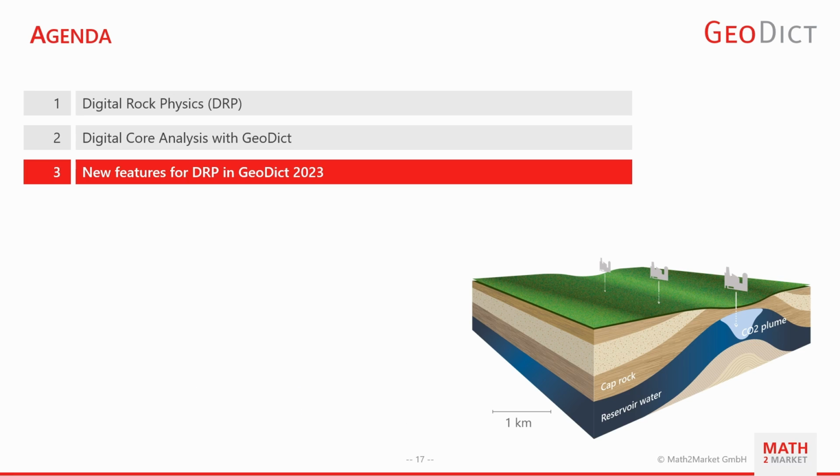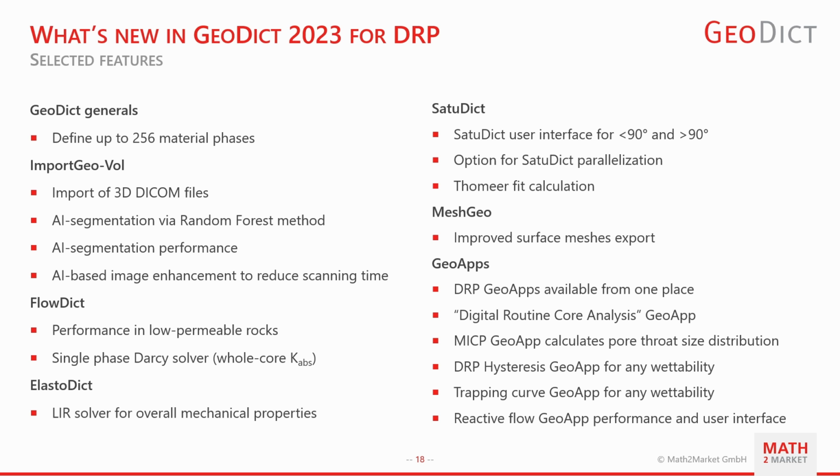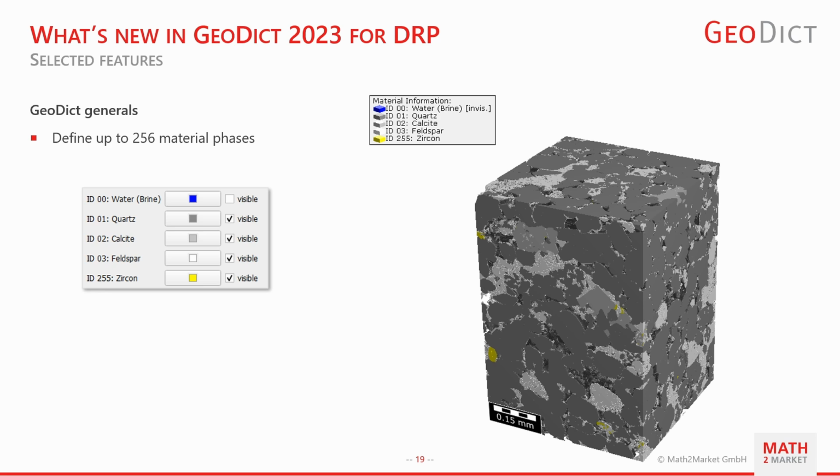Okay, let's continue with a closer look at the new features for digital core analysis in GeoDict 2023. There are plenty of topics on the DRP list, so the scheduled time will allow us to go into minor details. First of all, in general, our development team has invested lots of effort to increase the number of material phases in GeoDict 2023 from 16 to 256 separate material IDs. This will become quite handy for upscaling workflows.